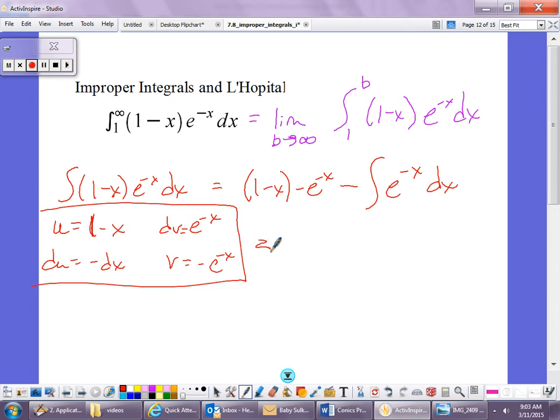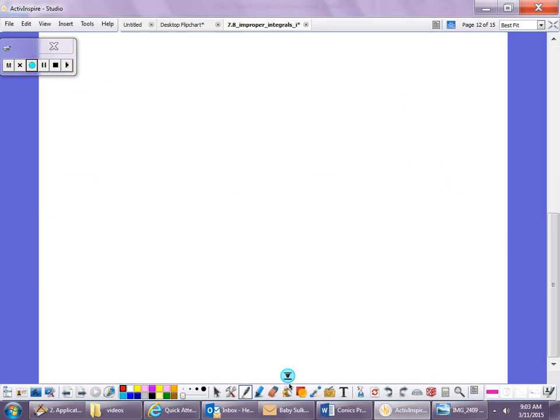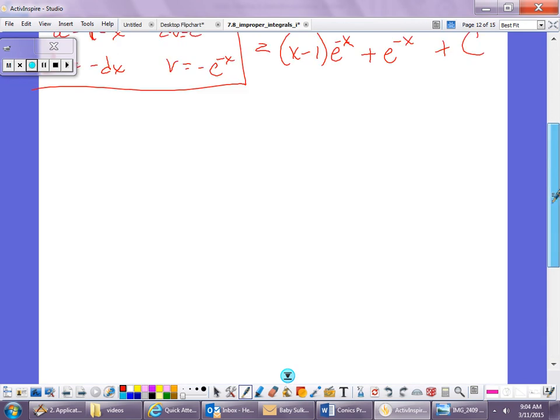I'm going to take this negative 1 and make this x minus 1 times positive e to the negative x. I think that's easier. And minus the antiderivative of e to the negative x, which is negative e to the negative x. So negatives will cancel, and I get positive e to the negative x plus c, because it's indefinite right now. Well, it'll be definite in a second, but we're just evaluating as indefinite right now.